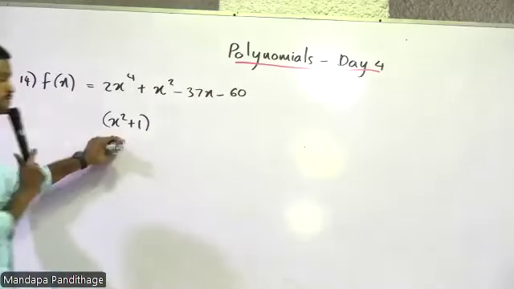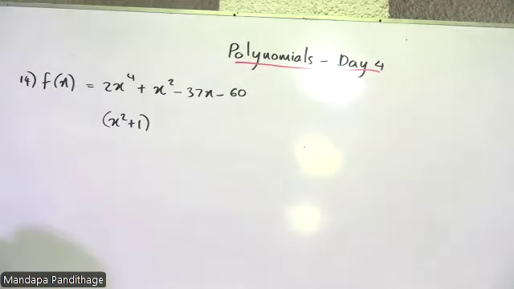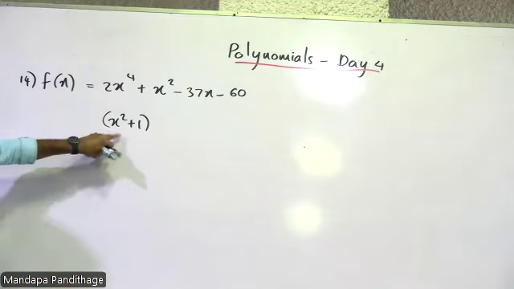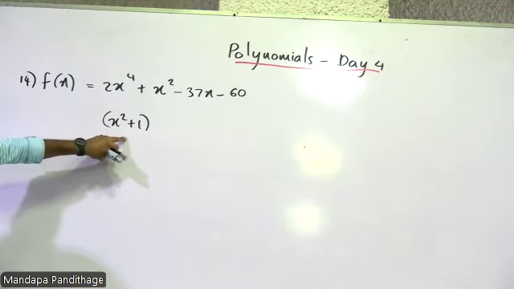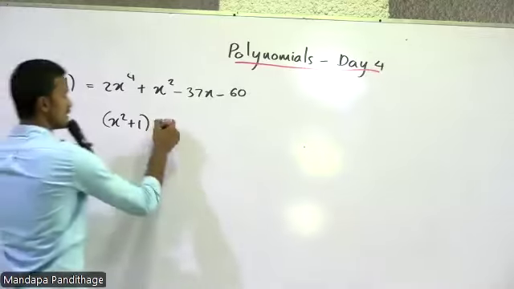So here the degree is 2. I gave a name for these kinds of factors. What is the name? Degree is 2. What is the name here? Quadratic factor. Good. So this is a quadratic factor.